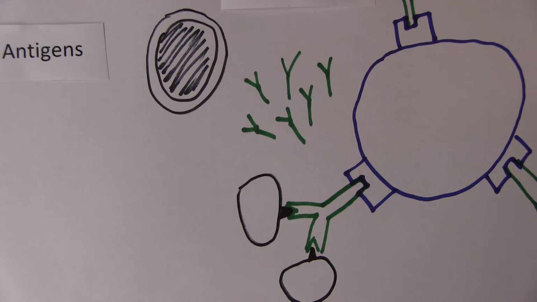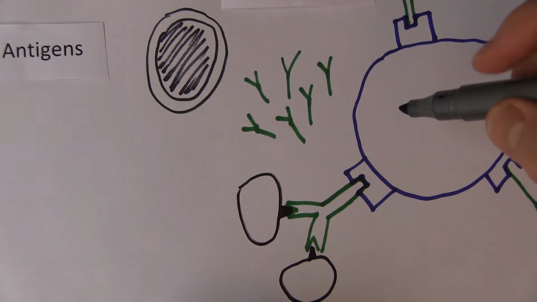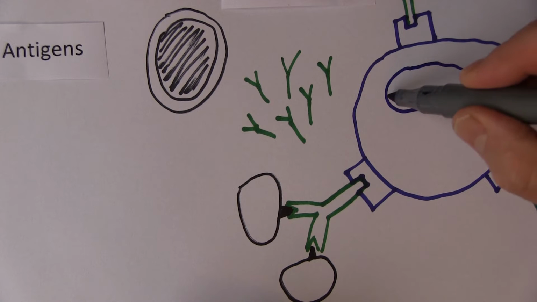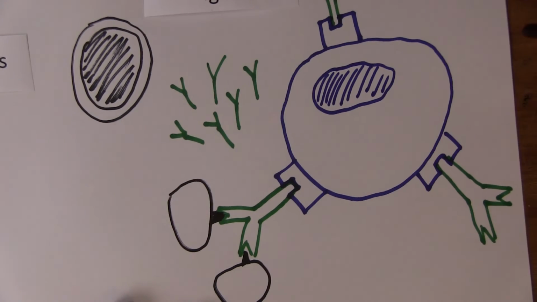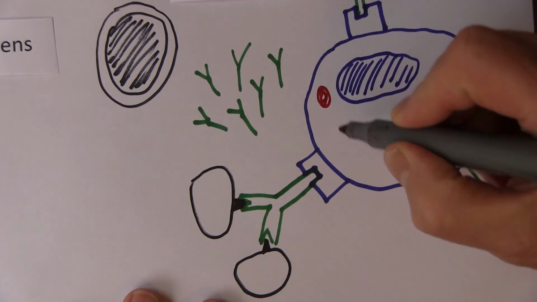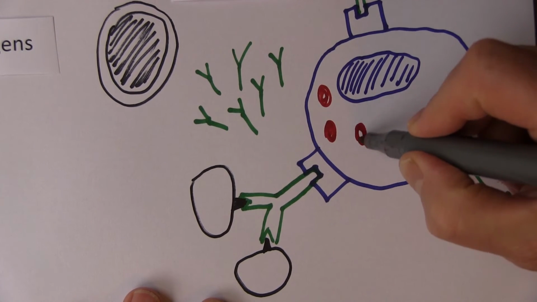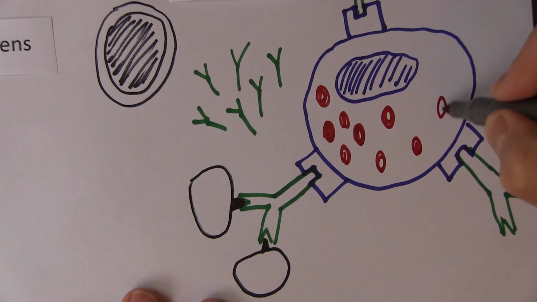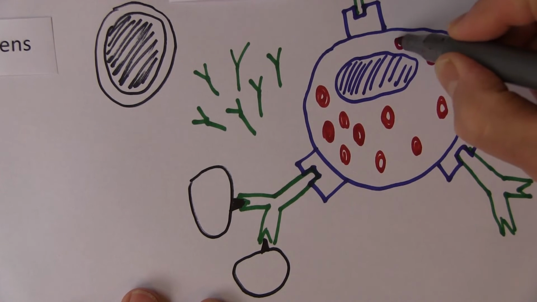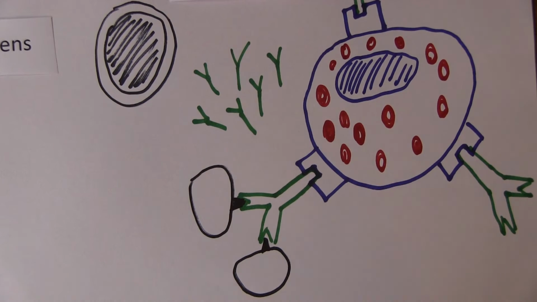Now, these mast cells have a nucleus, of course. But the thing about mast cells is they are absolutely packed with granules. And these granules contain inflammatory mediators. So we're going to draw the inflammatory mediators in red. So there's lots and lots of granules in these mast cells. So this is a mast cell. Just write that on, it's a mast cell.